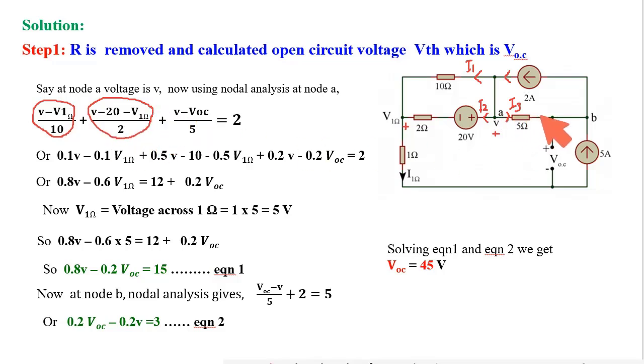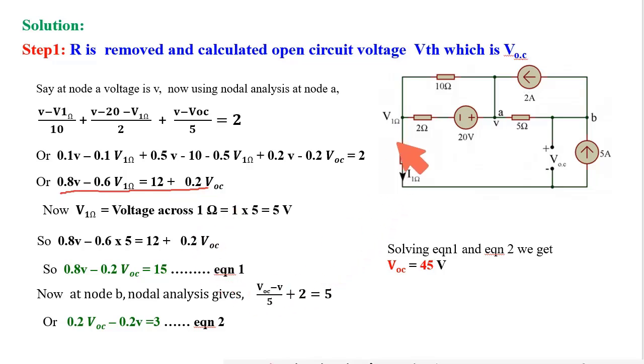Next, I3. I3 is flowing in this direction. At this point the potential is VOC. So I3 is (V minus VOC) divided by 5 ohm. So this I1 plus I2 plus I3 is equal to 2 ampere. Simplifying this equation, I got this relation.